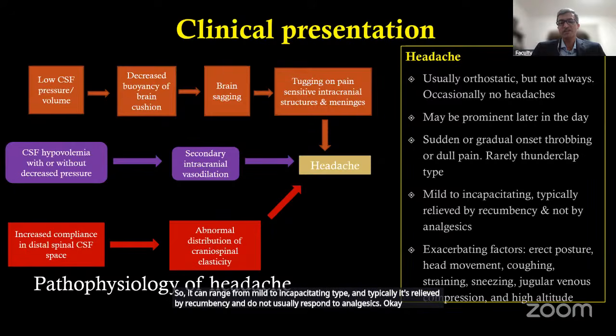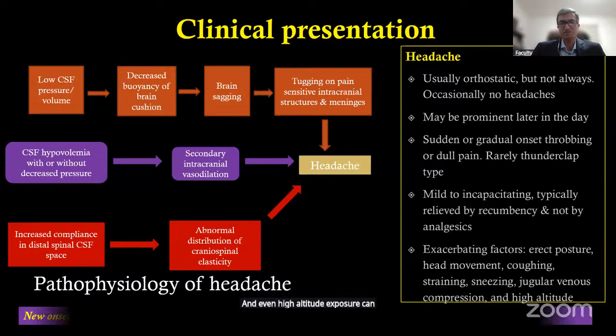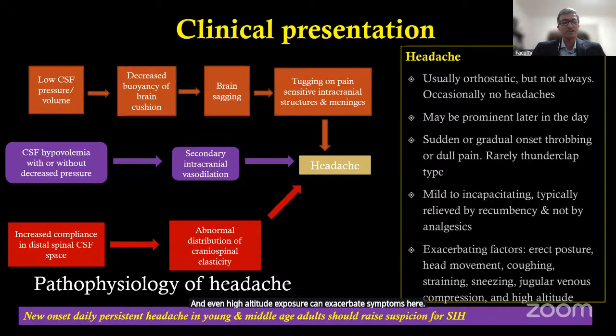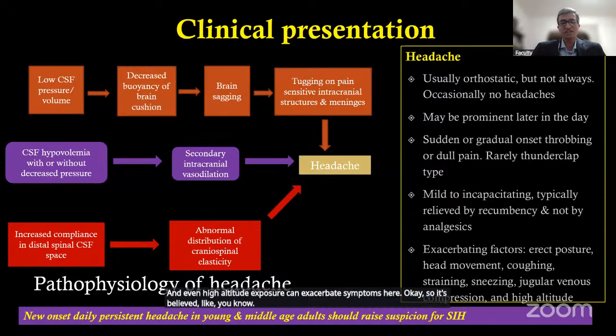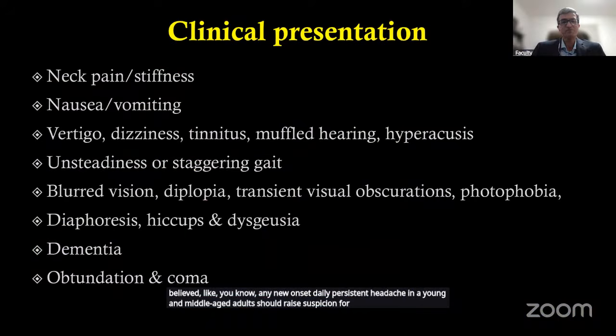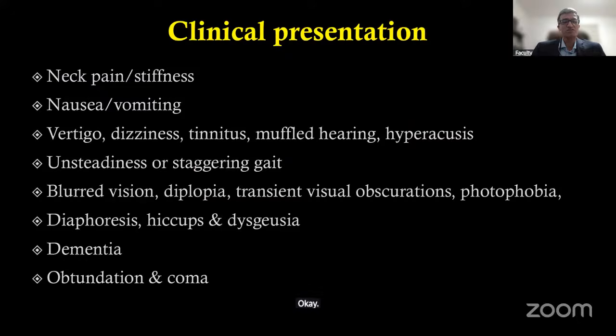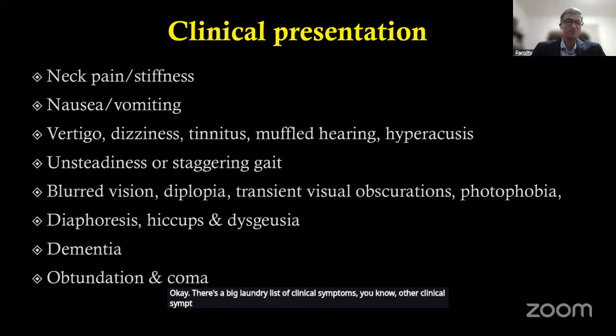Okay, there are various exacerbating factors, especially upright posture, head movement, coughing, straining, sneezing, jugular venous compression, and even high altitude exposure can exacerbate symptoms here. It's believed that any new onset daily persistent headache in young and middle-aged adults should raise suspicion for SIH.